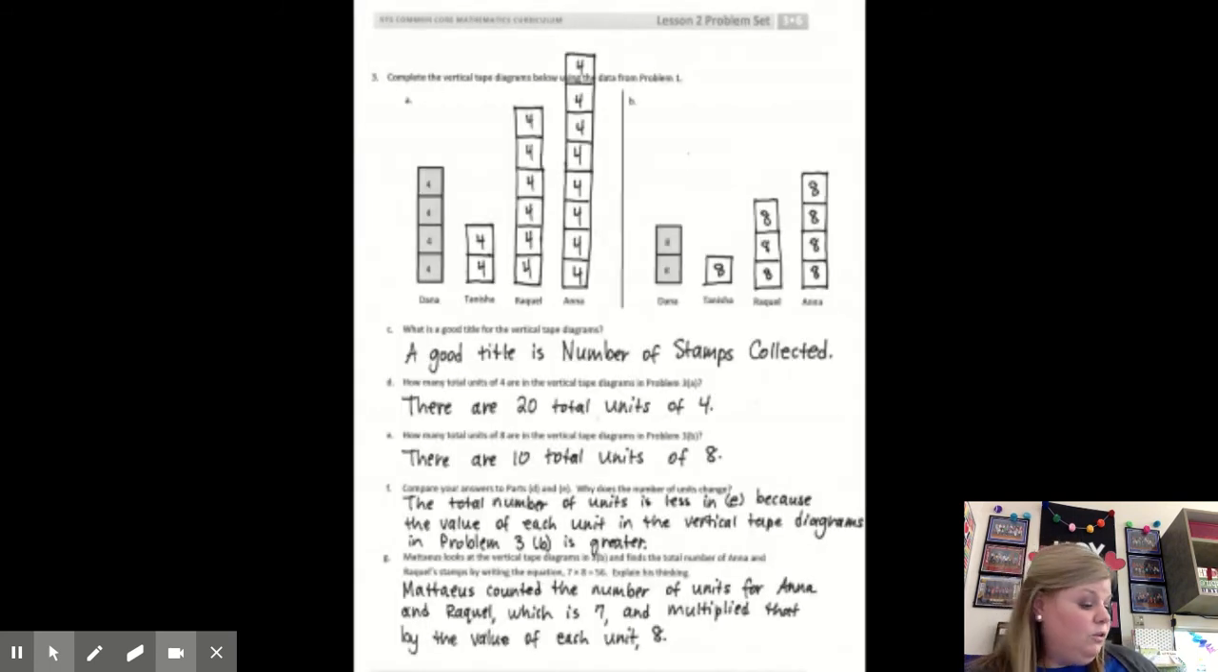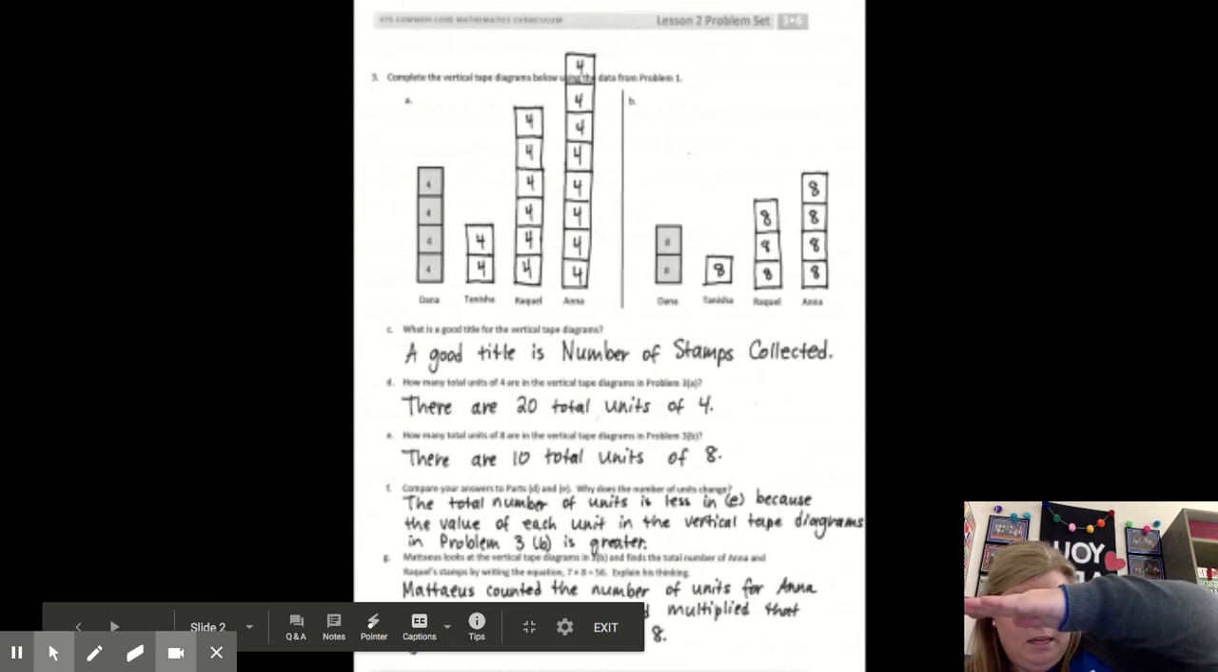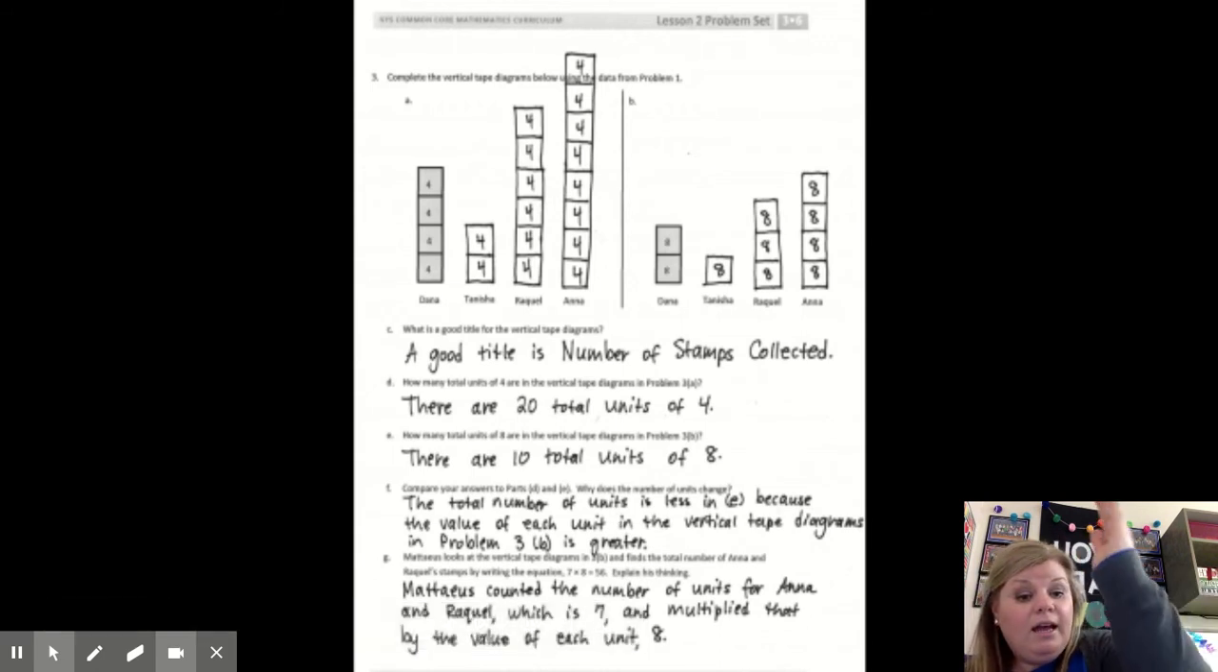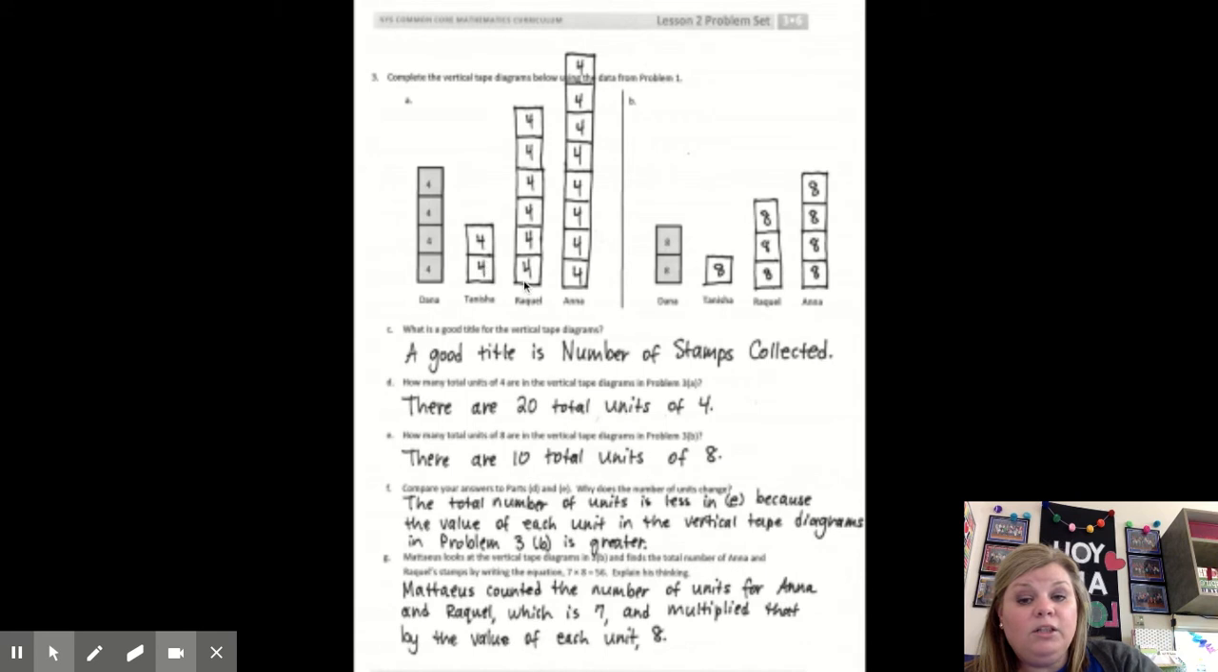So now if I go to my next page, and I'm on number 3, it says complete the vertical tape diagrams below using problem 1. So all we're doing is we've drawn them horizontal. Now we want to put them up and down, which is vertical. So we're just taking them like this and making them like this, okay? So Dana's is 4 going up. Tanisha's has 2 going up, 4 in each. Raquel's has 1, 2, 3, 4, 5, 6 going up. Anna's has 8 going up.